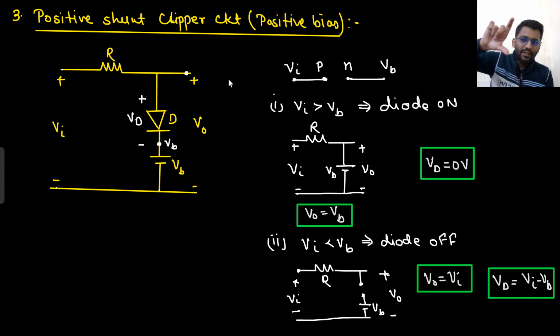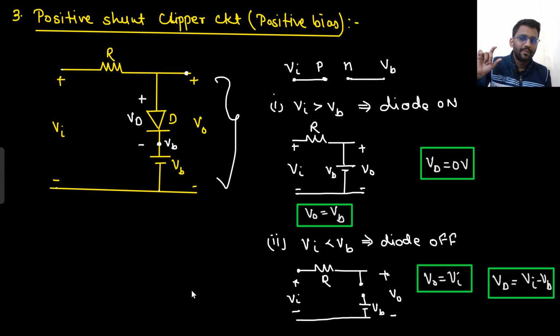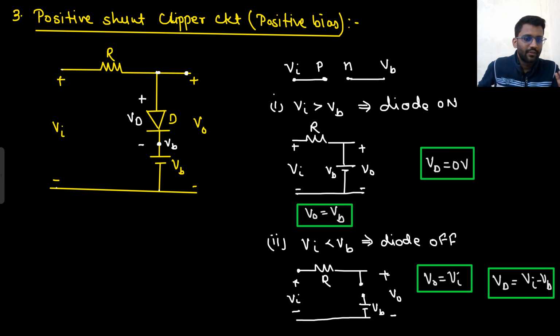What is your V naught? V naught is this complete. So if diode is off, that means there is no current in the circuit, that means here 0 potential, here V in potential. So complete V in is going to the V out. So V out is equal to V in. But what is VD? VD is the potential across the diode. So here you are having V in, and at this potential you are having VB. So VD is V in minus VB. Got my point? Okay, so basic network analysis is there, but these basic concepts are not clear sometimes if you haven't studied network analysis properly.